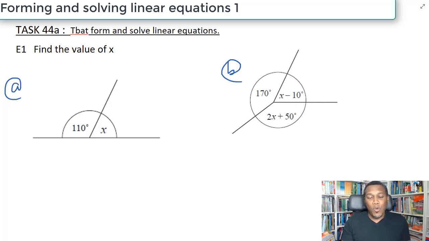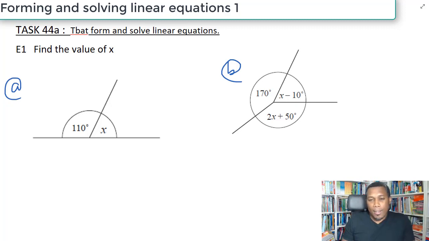I have 44A here. I don't actually know why I have that A. No, we're not doing a 44B. I don't have plans to do a 44B at the moment anyway. But task 44A, and TBAT, just in case you forgot, TBAT means to be able to. So to be able to form and solve linear equations, that's our focus.